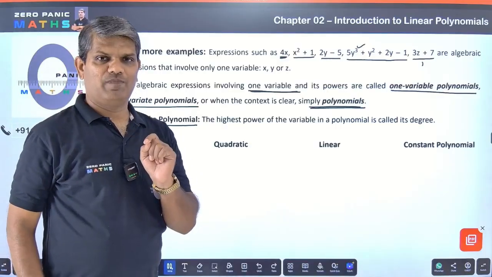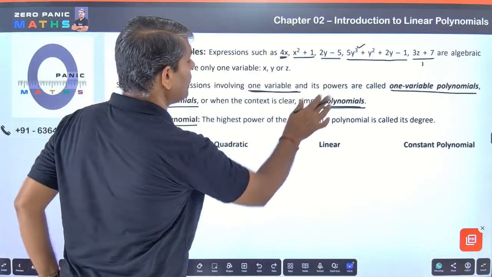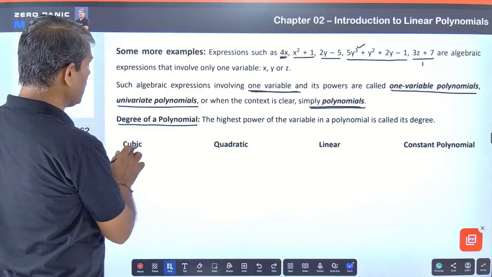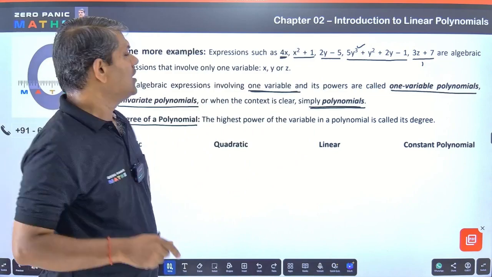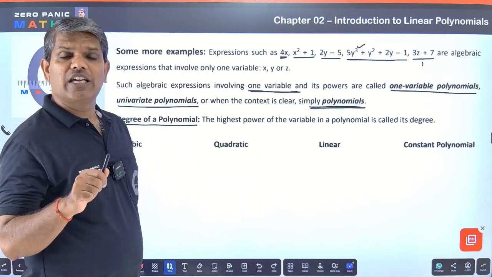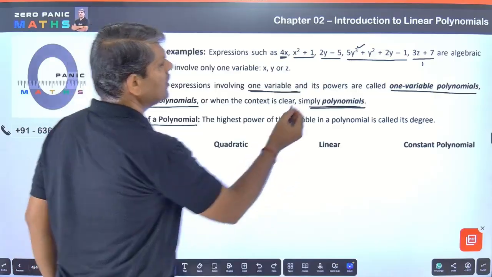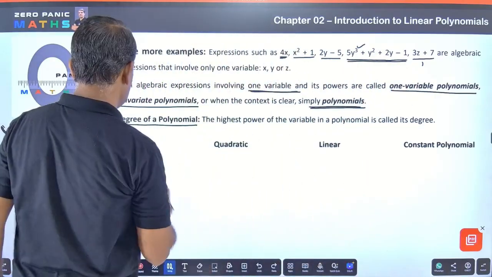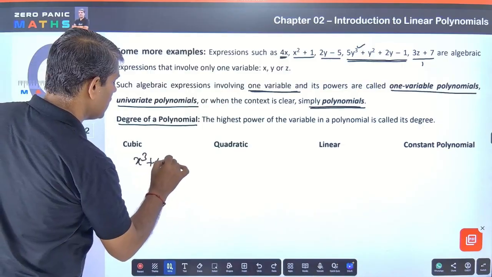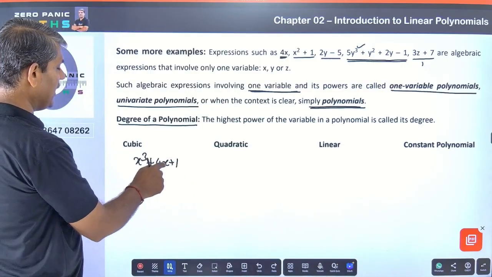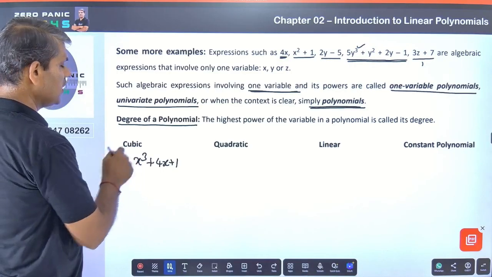Now based on the degree of the polynomial, we can categorize these polynomials into different types. What is a cubic polynomial? As the name suggests, cube is 3, right? So the polynomial in which the highest power of the variable is 3 is a cubic polynomial. So you can take a cubic polynomial example like x cube plus 4x square plus 1. It is a cubic polynomial in x, and the variable's highest power is 3. So it is x cube.